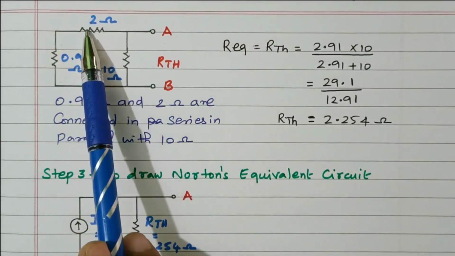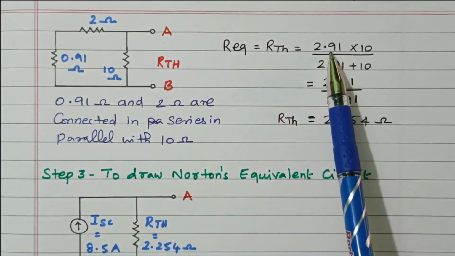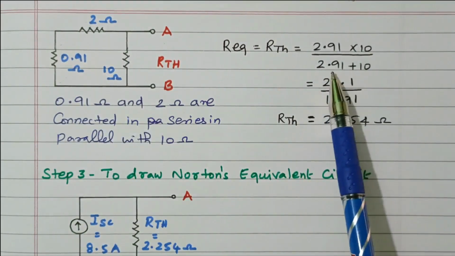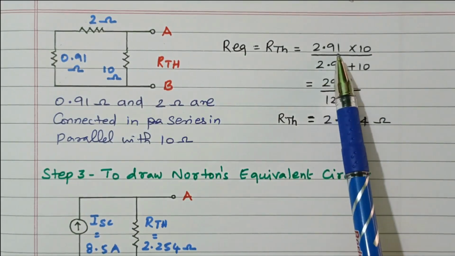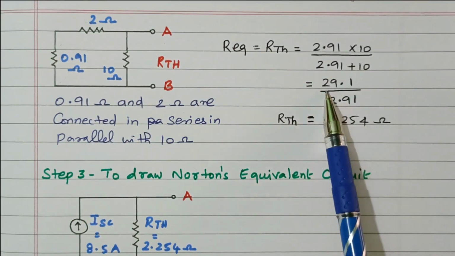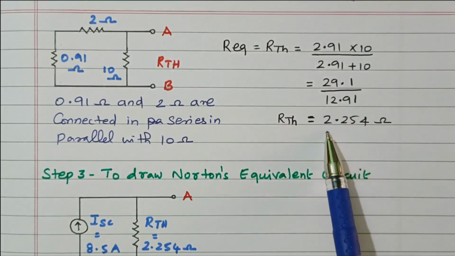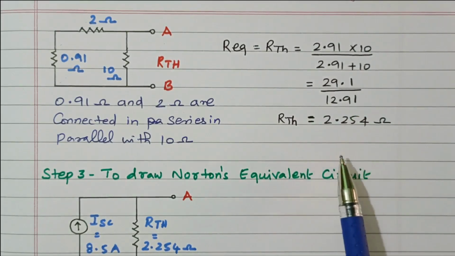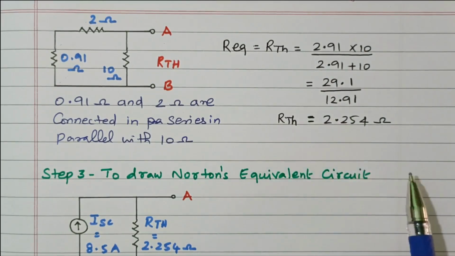So this 2.91 is parallel with 10 ohm. So R1 into R2 divided by R1 plus R2: 2.91 into 10 divided by 2.91 plus 10. So it is 29.1 divided by 12.91, which is equal to 2.254 ohm. So the Thevenin resistance is 2.254 ohm.